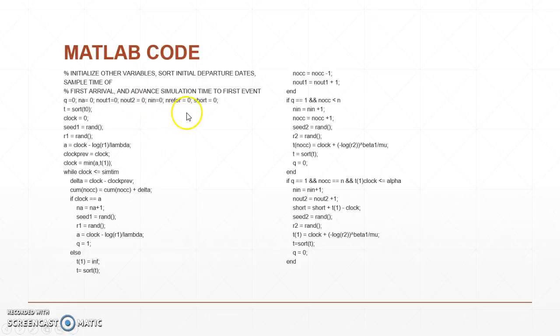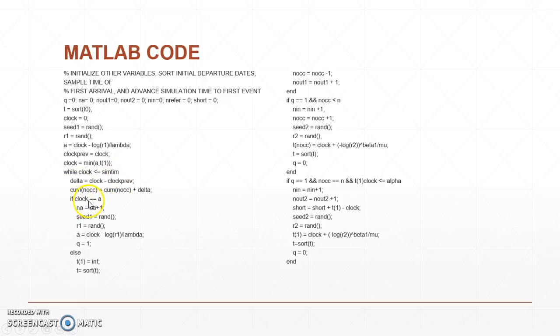So what we'll do is initialize some of our variables. Our clock we set at 0. We want a random number seed, seed1, a random number r1. And then again we set our alpha here, which was a to our, and then we look at our clock and our clock previous. So basically it's going to be able to differentiate between our clock at the beginning and our clock at the end of an event. And basically what we say is, while the clock is less than the simulation time, let's run through a few different options.